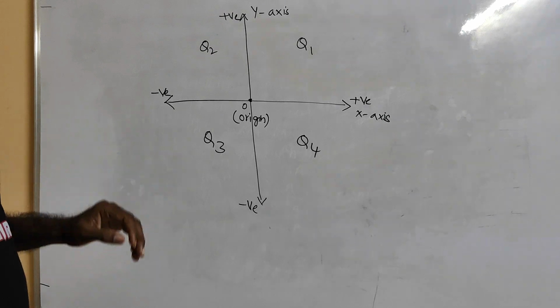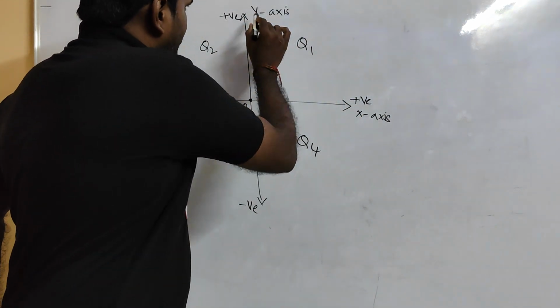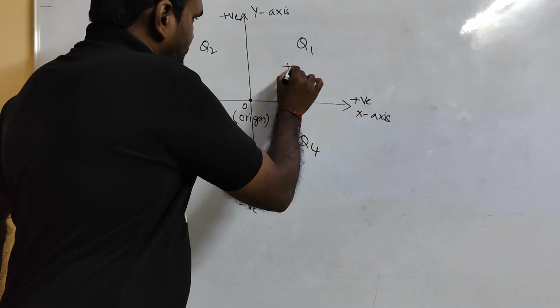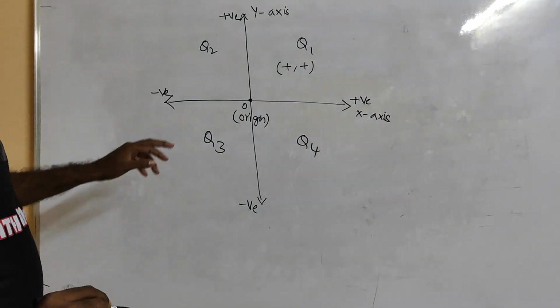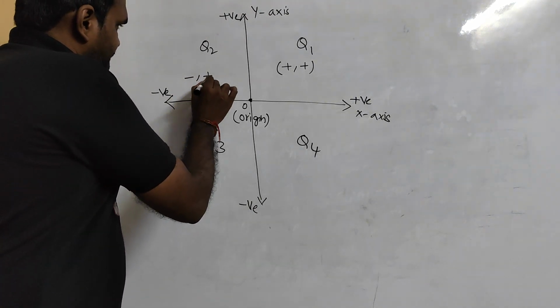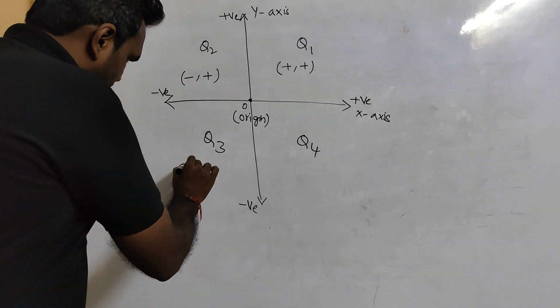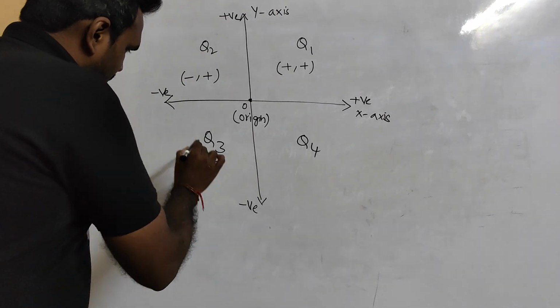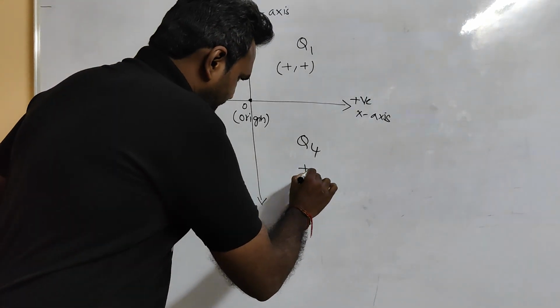Quadrant 1 lies between positive and positive, so plus and plus has to be there. Quadrant 2 lies between negative and positive. Quadrant 3 lies between negative and negative. Quadrant 4 lies between positive and negative.